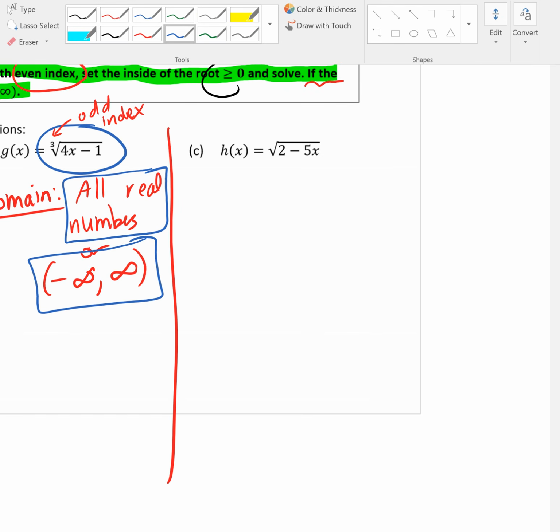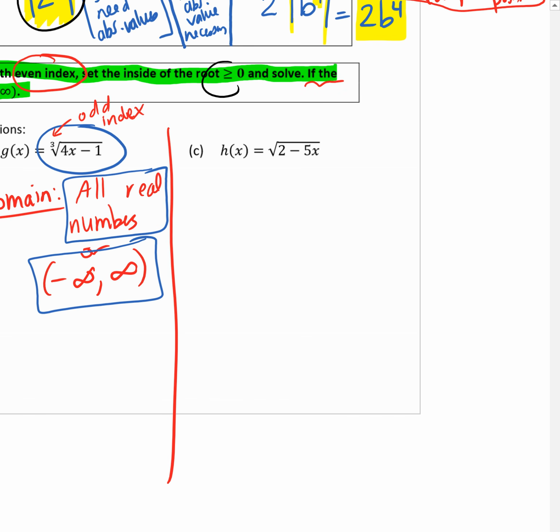All right, part C. Now that we've read the directions, it says if you have an even index, you have to do this work to figure out the domain. But if, like in part B, you have an odd index, you don't have to do any work. It's just all real numbers. So all I have to decide is if the index is even or odd. Well, this one has an invisible index, but remember, if you don't see an index there, it's an index of 2, because it's a square root.